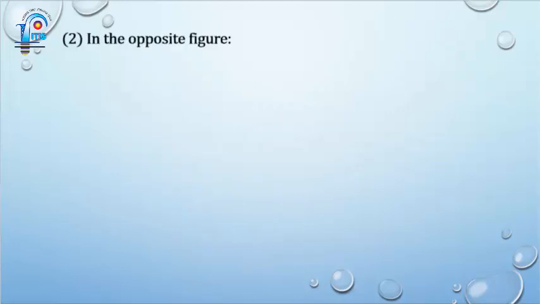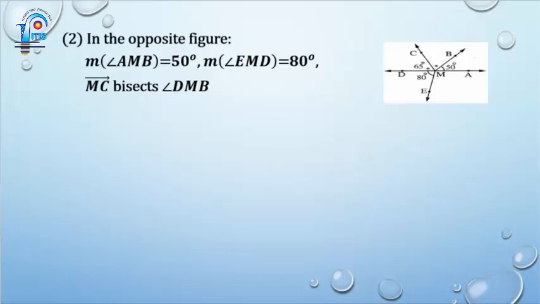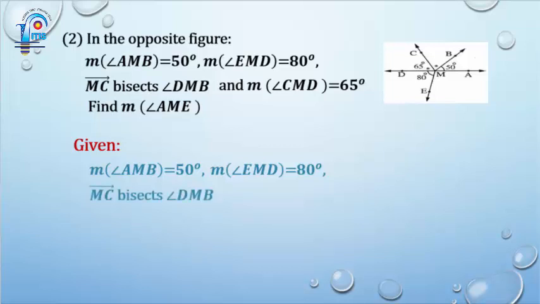Question 2. In the opposite figure, measure angle AMB equals 50 degrees, measure angle EMD equals 80 degrees, MC bisects angle DMB, and measure angle CMD equals 65 degrees. Find measure angle AME. First, write the given. Measure angle AMB equals 50 degrees, measure angle EMD equals 80 degrees, ray MC bisects angle DMB, and last, measure angle CMD equals 65 degrees. Now, write the required to be found, measure angle AME.